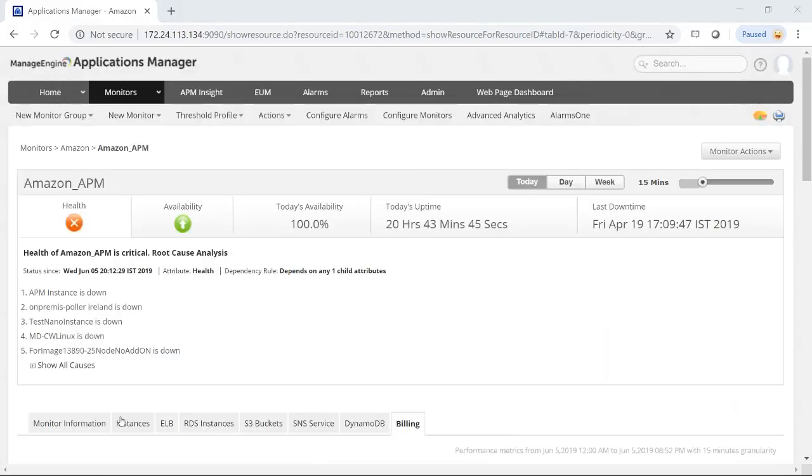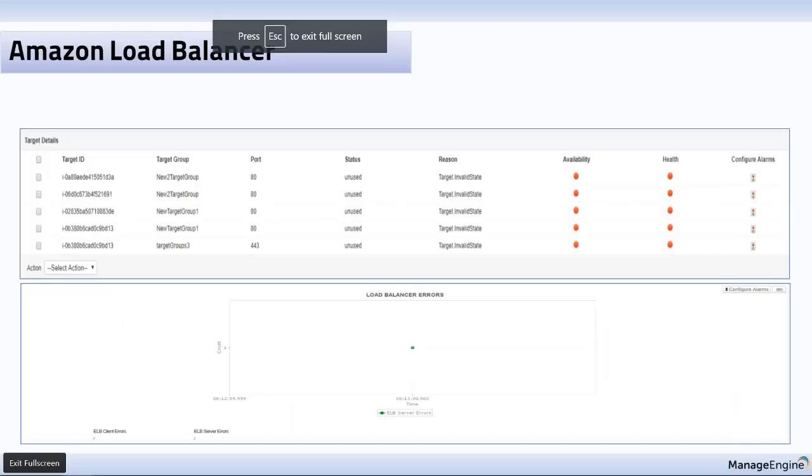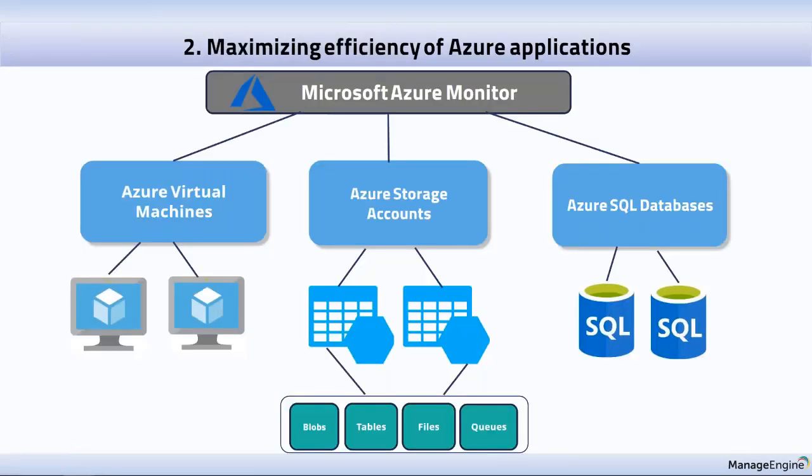Now let us go ahead and see the other cloud monitoring, which is Microsoft Azure. Microsoft Azure provides a range of cloud services, including those for compute, analytics, storage, and networking. As we see, Microsoft Azure is spread across three different services, and they being the virtual machines, storage accounts, as well as SQL databases.